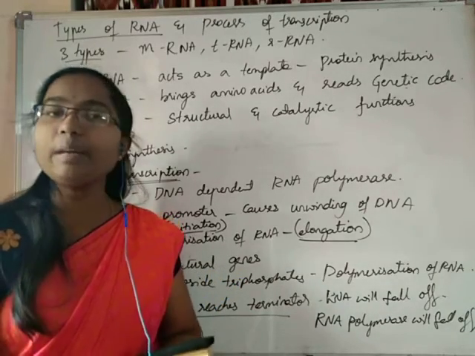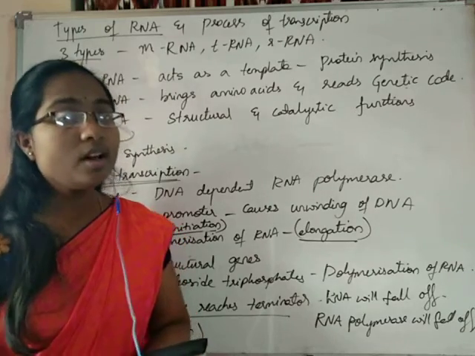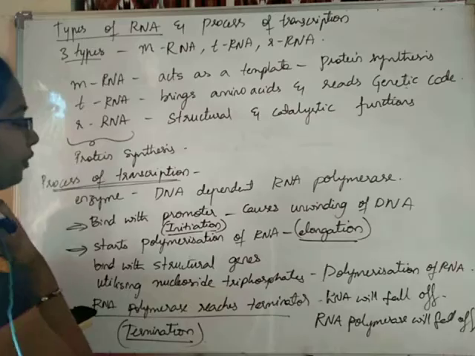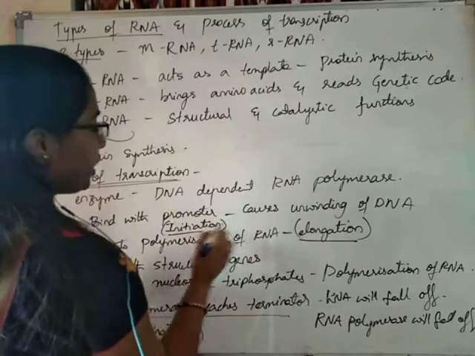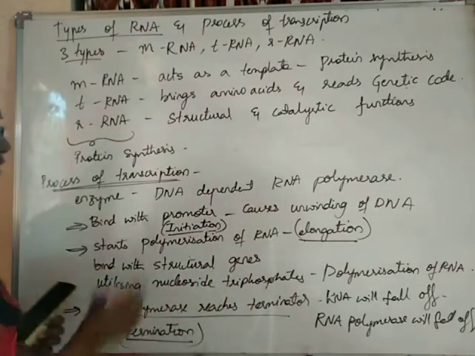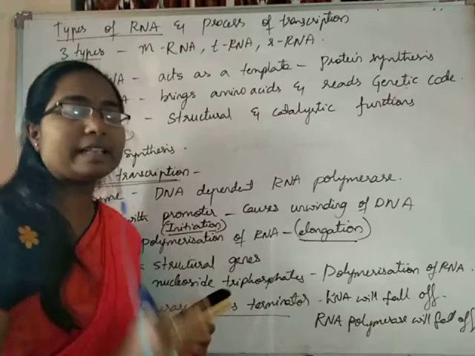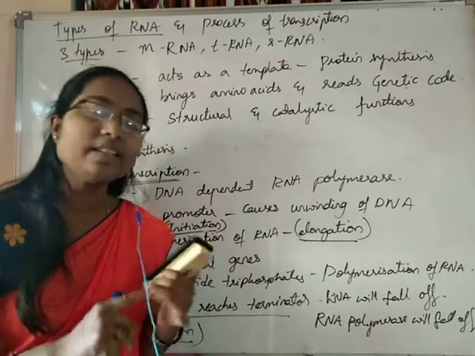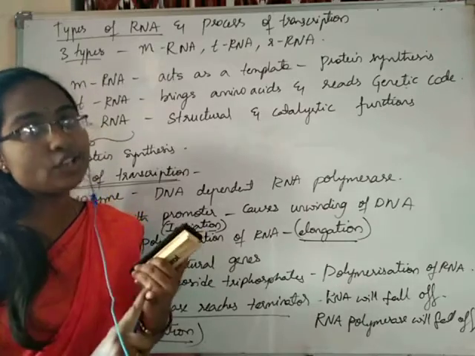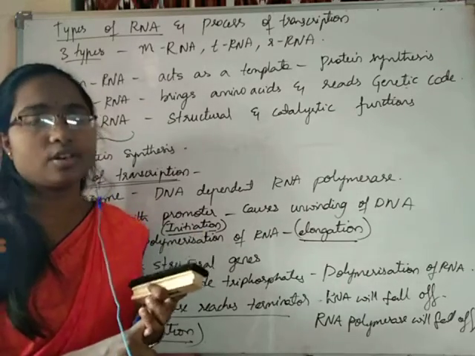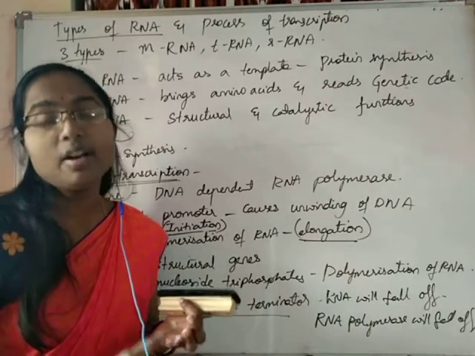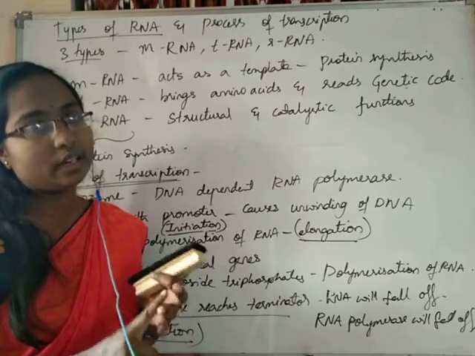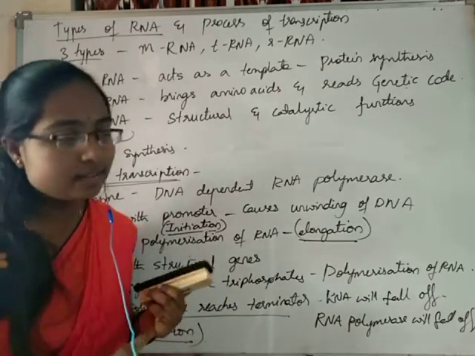So the very big question is, there are three steps in RNA transcription, right? Initiation, elongation and termination. The three steps are catalyzed by the same enzyme. RNA polymerase is the enzyme which is catalyzing initiation, elongation and termination. How can a single enzyme catalyze three steps of transcription? Let us learn that now.